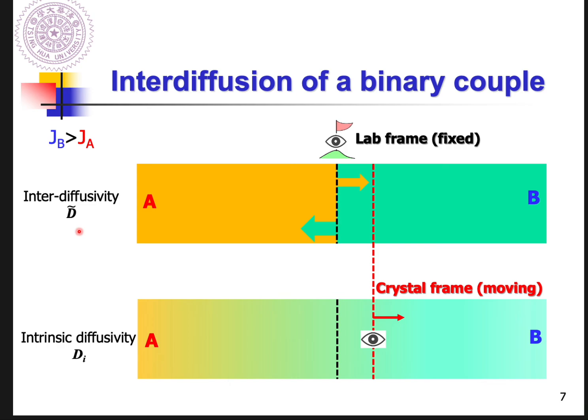And based on the net flux equals 0, can you determine which direction the vacancy flux goes? Because JB is larger than JA, there must be a vacancy flux toward the right-hand side to balance the flux of atom B, right? Okay.